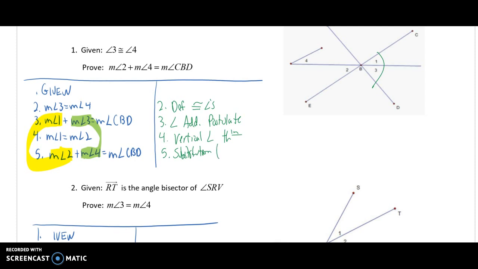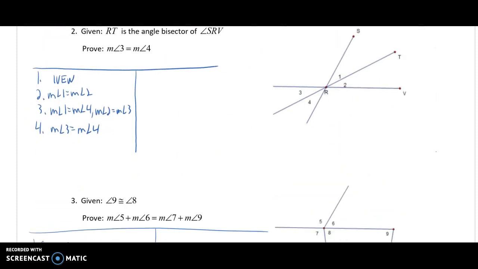A substitution of step 3 because that's the equation I was using. Step number 4 because that's where I knew that angle 1 equals angle 2. And step 2, that's where I knew that 3 equals 4. And now I have what I was trying to prove, so that proof is over.